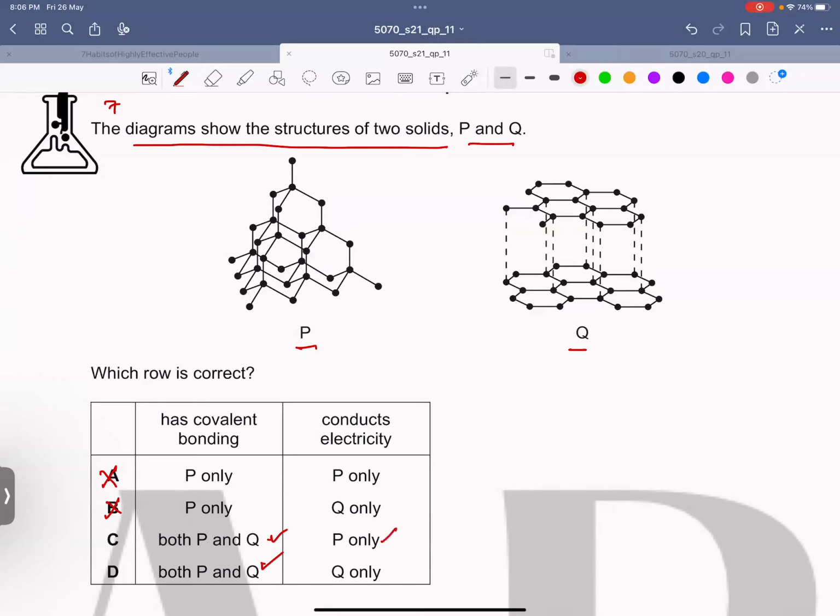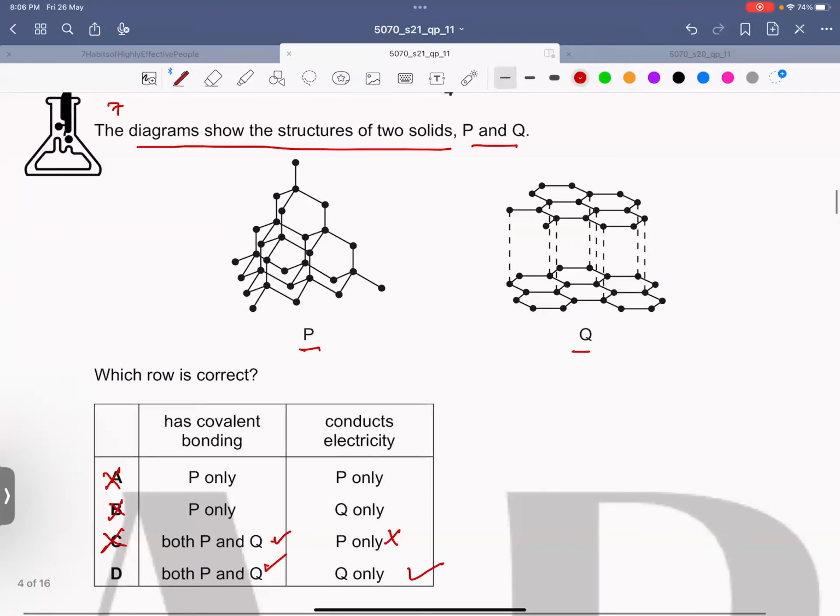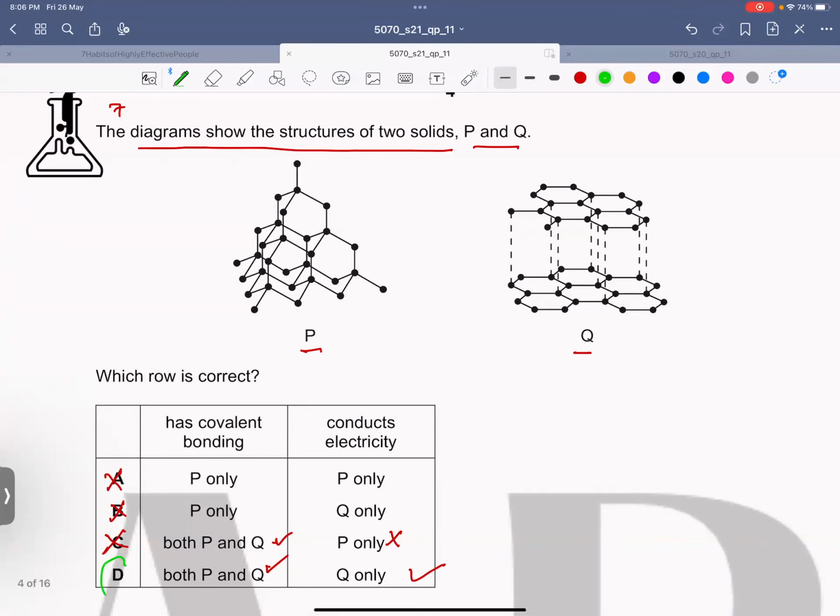P doesn't conduct electricity, so P goes wrong. The other also goes wrong. Both means you go wrong. So D, I mean B is the correct answer.